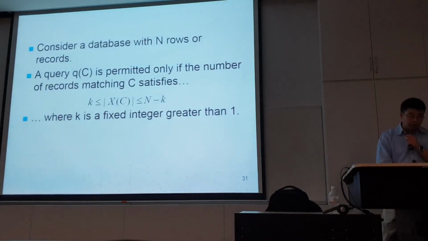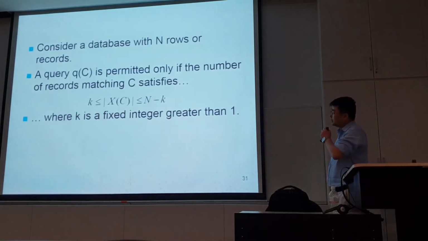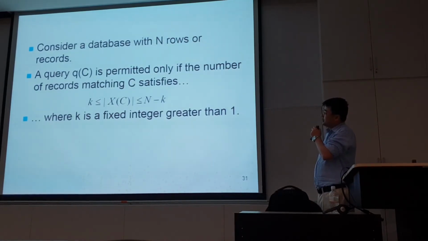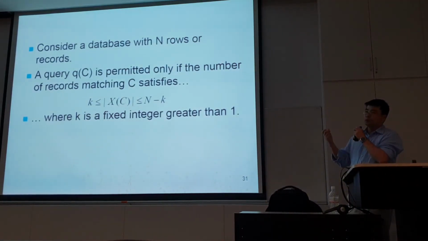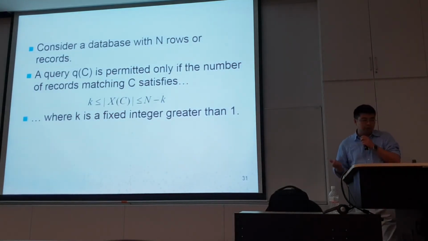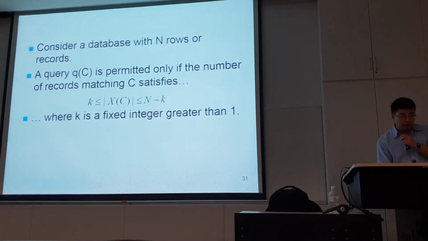So in general, we can have such a restriction. Say the returned items, the size of the returned set should be larger than the threshold k and smaller than n minus the threshold. So n is the total number of records, k is basically the threshold, right?